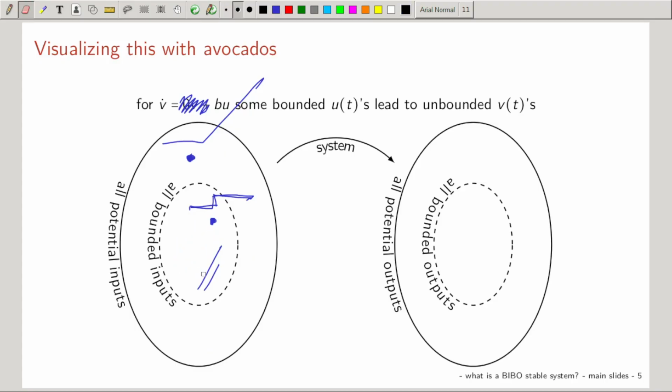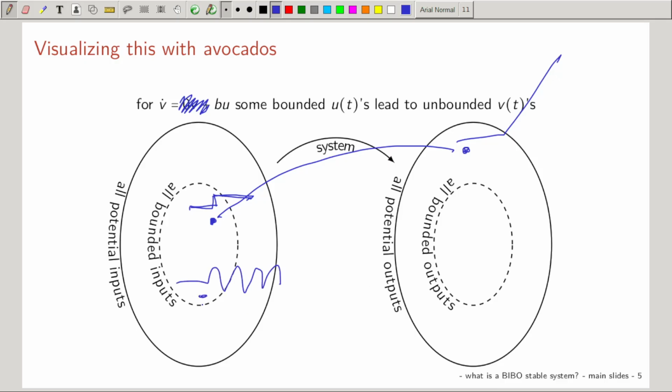Now, in the first avocado of the inputs, I take this bounded input, and where do I go? I go into an unbounded output. True? But for this bounded input here, I go to a bounded output. I do it like this. Like this. You see? Together?